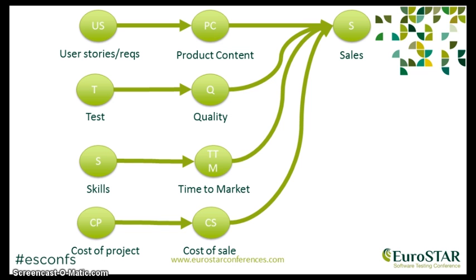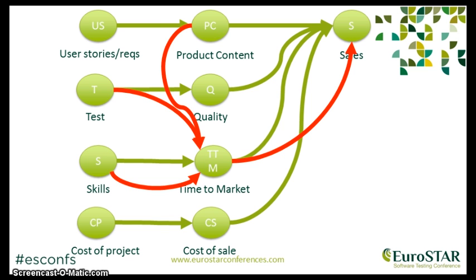But what if these conflict with each other? So when we improve the testing, if we don't think about time to market, we might adversely affect that and actually increase the time to market. And if we have more user stories, that might mean the projects take longer, so it increases the time to market. And if we send the project team on skills training, they haven't got as much time to spend on their project work, so that all might affect the time to market, which might affect the sales.